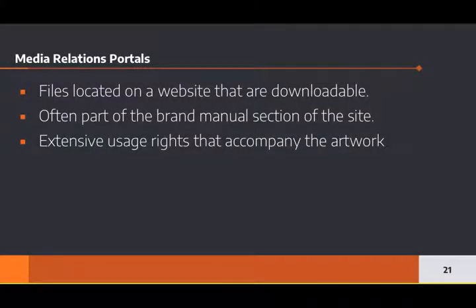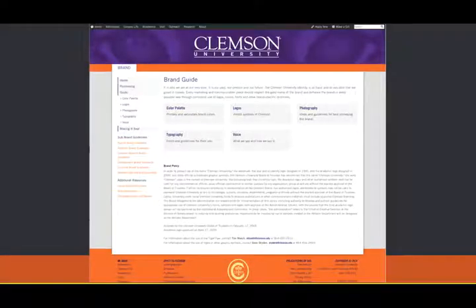For media relations portals, often companies will have files located on a website that are downloadable. They are often part of the brand manual section of the site. They have extensive usage rights that accompany the artwork. Here we see the media relations portal section of the Clemson University website. Notice the variety of formats available for download.